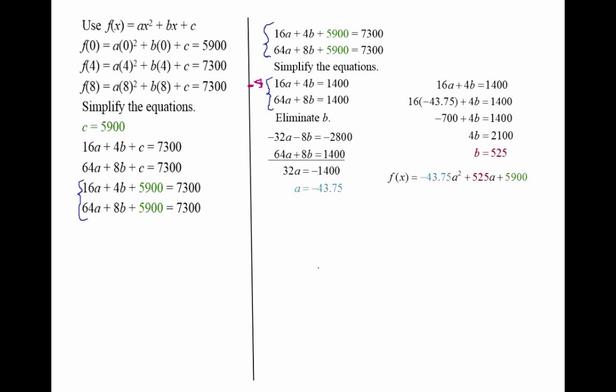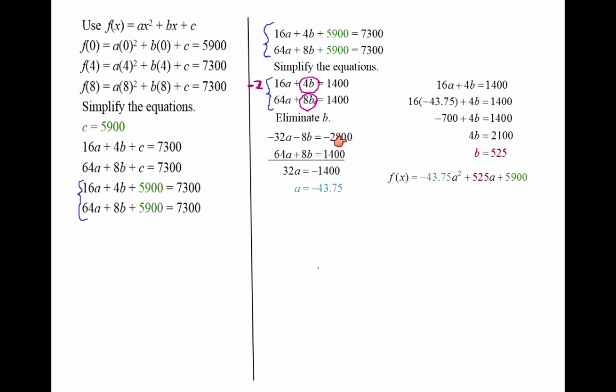Let's fix that. We're looking at the coefficient of b here, which is 4, and here the coefficient of b is 8. You ask yourself, what times 4 gives you 8? So it's 2, not 4. Let's correct that, so this is minus 2. If I multiply the top row by minus 2, then it's okay. Negative 2 times 16 is negative 32. Negative 2 times 4 is negative 8. Negative 2 times 1400 is minus 2800.